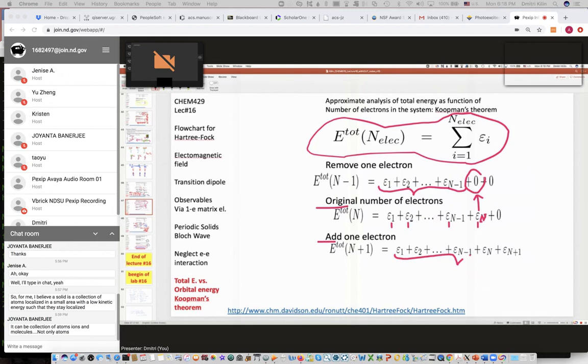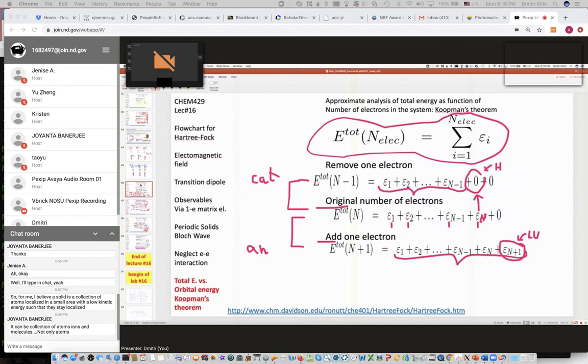So we place an electron onto the LUMO, and we add the energy of the LUMO into the total energy. So now I'm going to compare the total energy of the cation and neutral, and then compare the total energy of the anion and neutral, which can be done by subtracting.